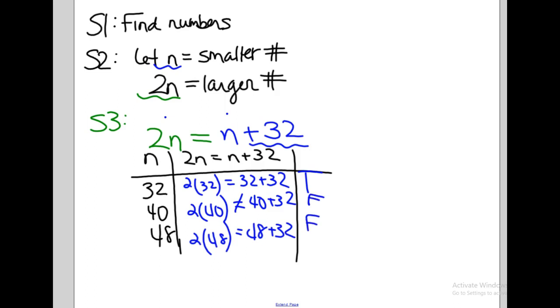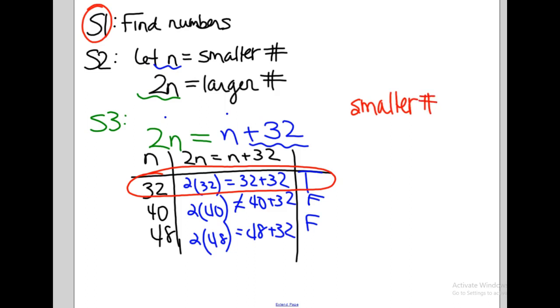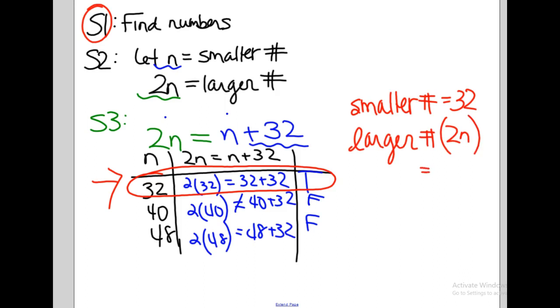Who gave me a true solution? Okay, who gave me a true statement? It was 32. So remember, that's my solution. But now answer the question. What's the question? What does step 1 say we need to find? We need to find the numbers. So the smaller number, which is n, which is what the true statement was on my input-output chart, is 32. What's the larger number? Yeah, remember, look at your let statement. The larger number was 2n, so 2 times 32 is 64.